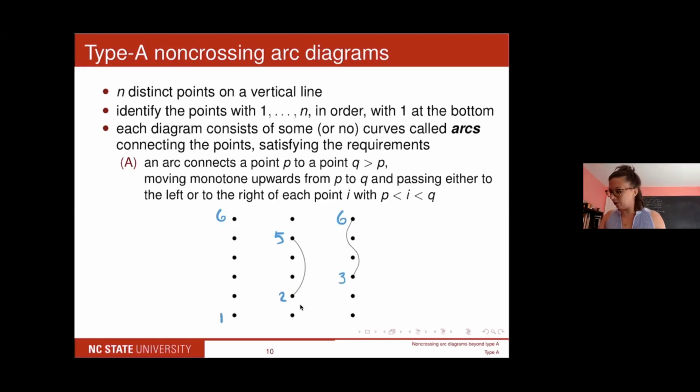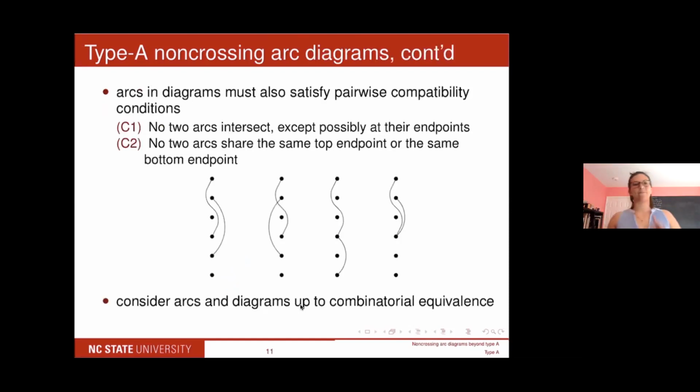The only thing that we can't do is say, okay, I'm going to start at 2, go down to 3 and back up, or whatever is going to happen, right? That monotone upwards just says we can't go down. I'm going to erase this. Okay, so that's the idea for arcs, but then arcs in diagrams also have to satisfy these pairwise compatibility conditions.